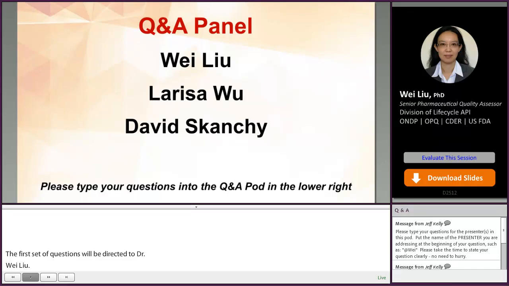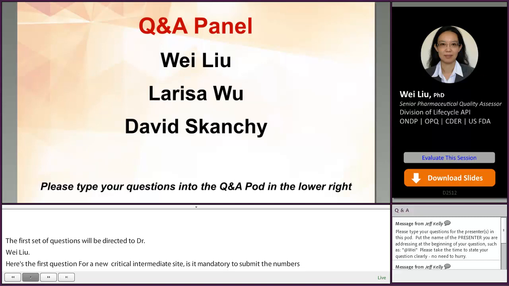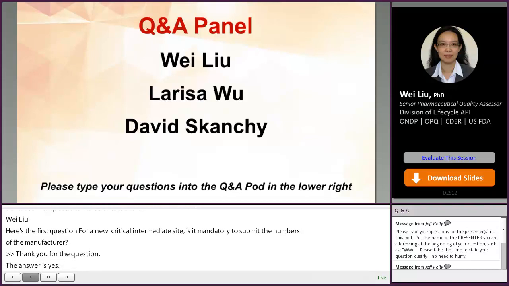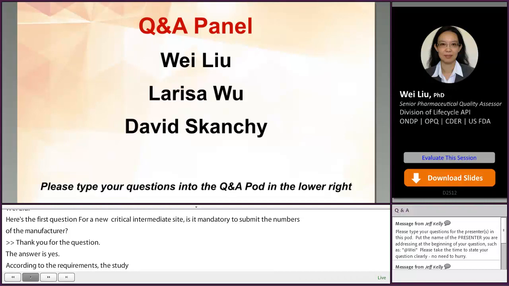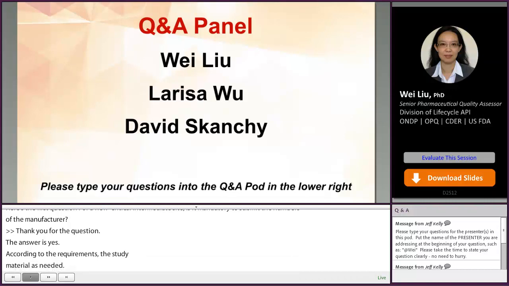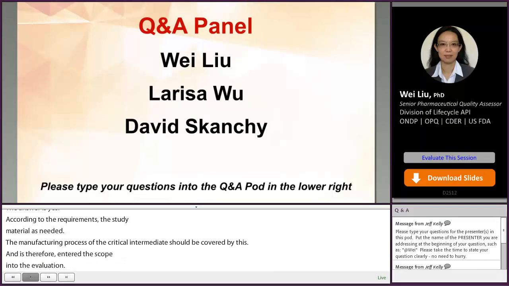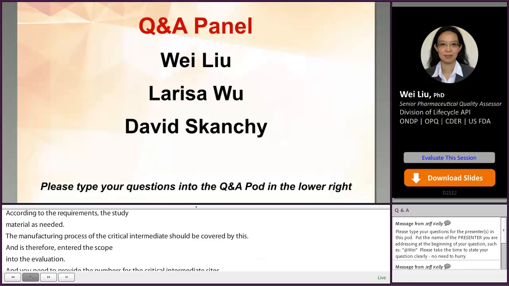The answer is yes. According to ICH Q7, the CGMP requirement starts from the introduction of the regulatory starting material. So the manufacturing process of the critical intermediate should be covered by CGMP per ICH Q7, and therefore is under the scope of the FDA evaluation. And you need to provide the FEI number and the DUNS number for the critical intermediate site. I also want to emphasize that this also includes the intermediate described in the secondary DMF.